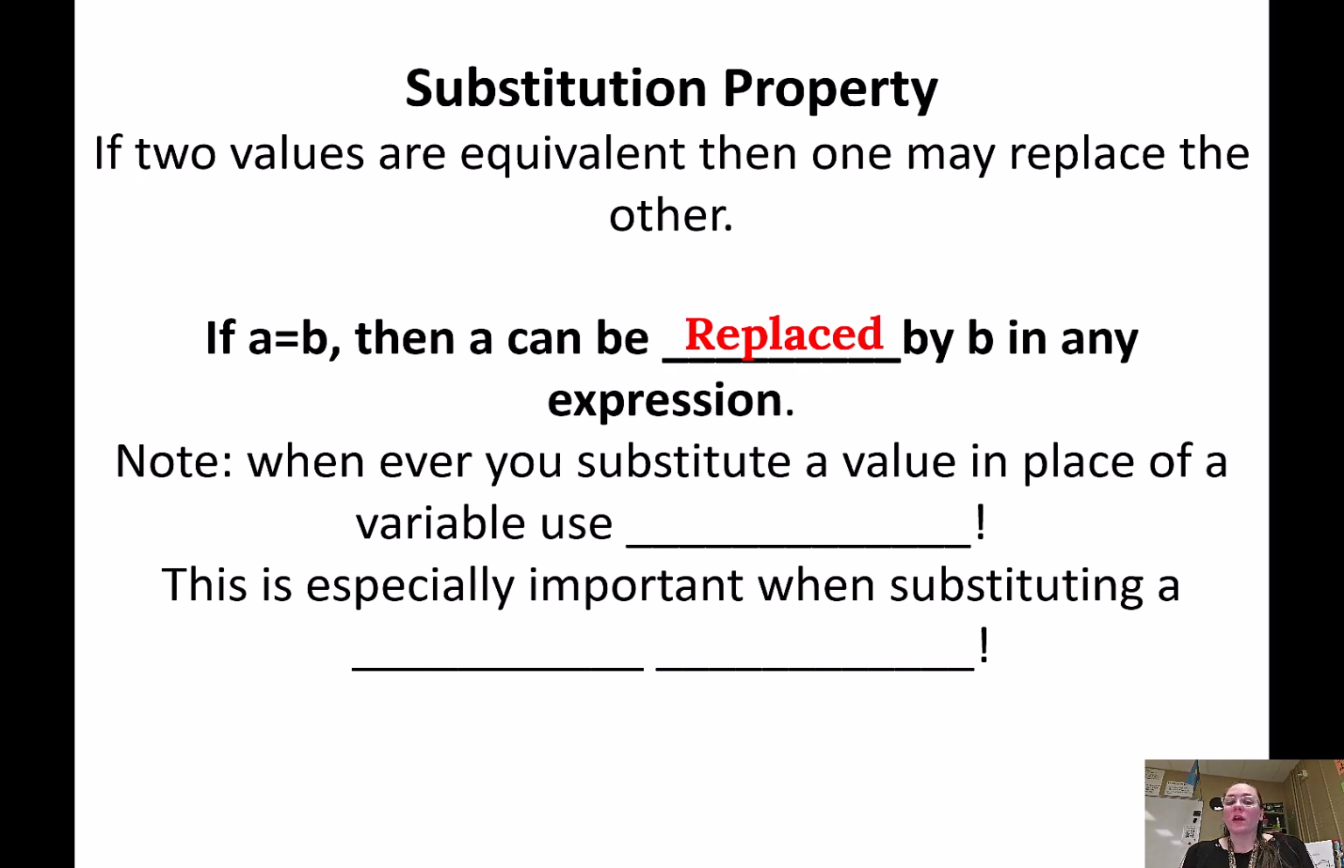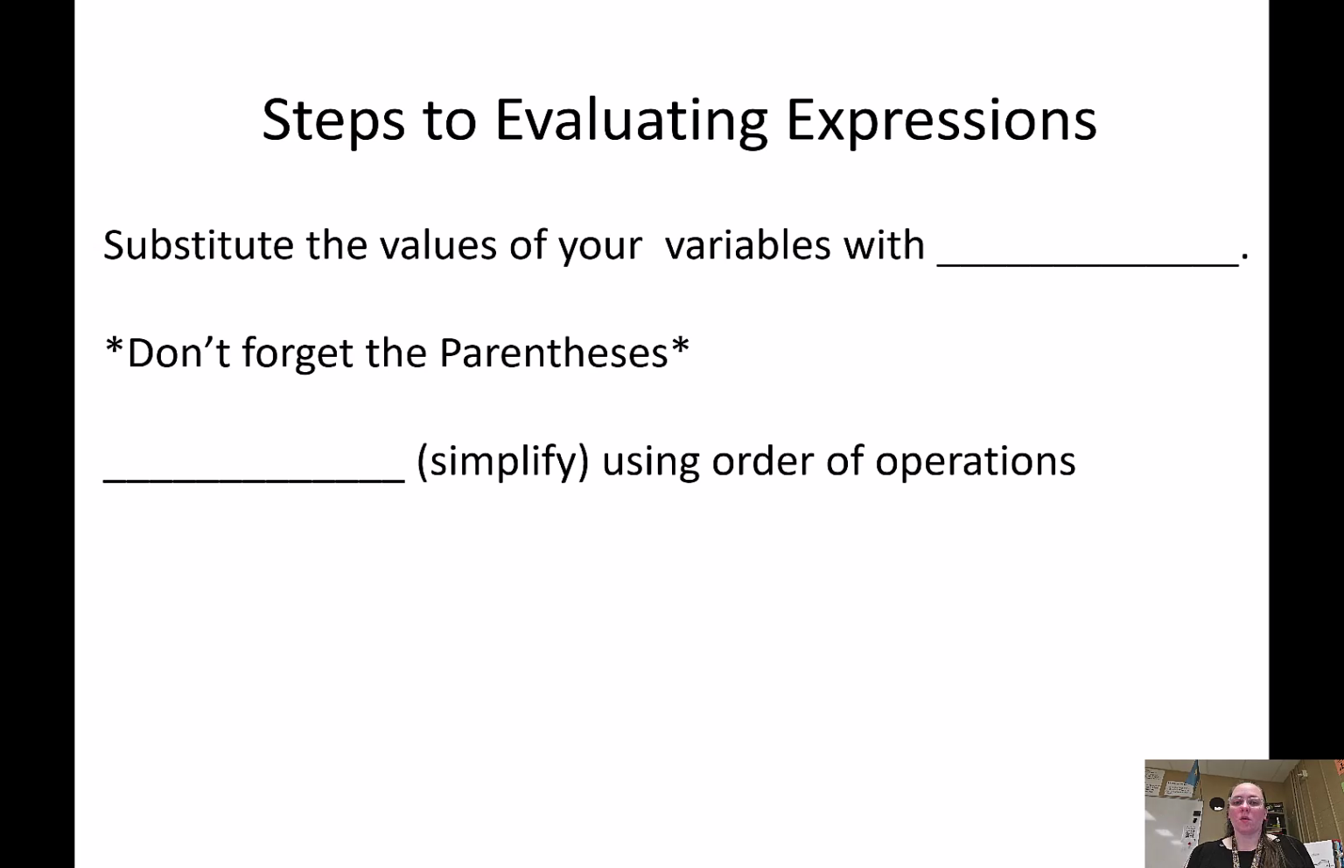Key note here, whenever you are substituting a value in place of a variable, use parentheses around that number, okay? This is particularly important when we're talking about negative numbers. So, first step we're going to do is substitute your variables with the given values. We're going to put our parentheses around it. Then we're going to evaluate or simplify using order of operations.